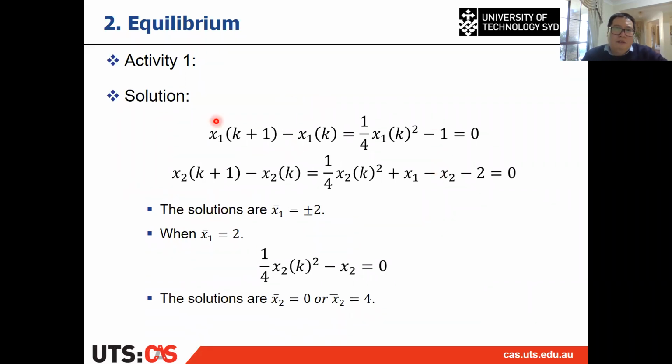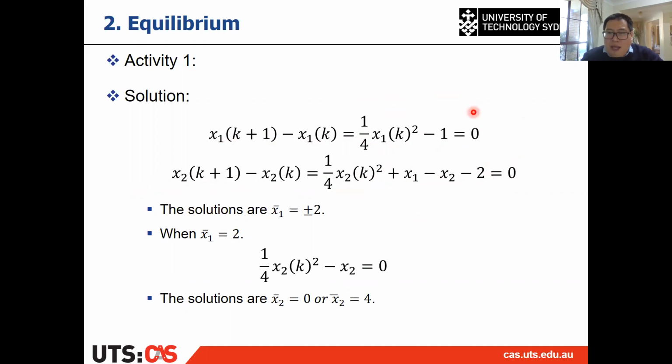From the definition of equilibrium points, the state will never change at an equilibrium point, so we have x1_{k+1} minus x1 equal to 0, and x2_{k+1} minus x2 is equal to 0. Then we have the two equations already. We have two equations and two variables, x1 and x2. We can solve it, and after we solve it, those points are the equilibrium points. Let's solve the question together.